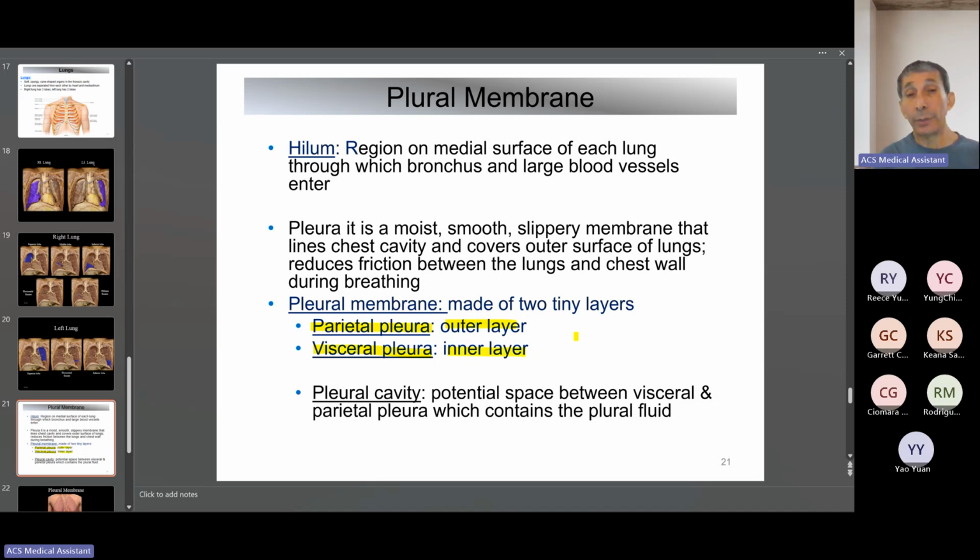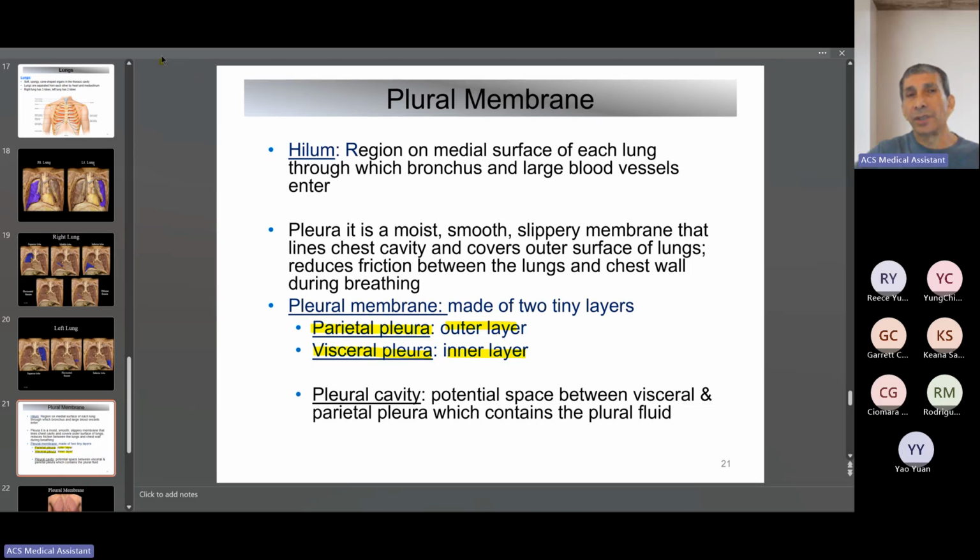Do you remember the membrane that was protecting the heart? Well, it is very similar because it's a membrane. And it has the parietal on the outside and the visceral on the inside. So that is the pericardium, remember? The pericardium membrane.